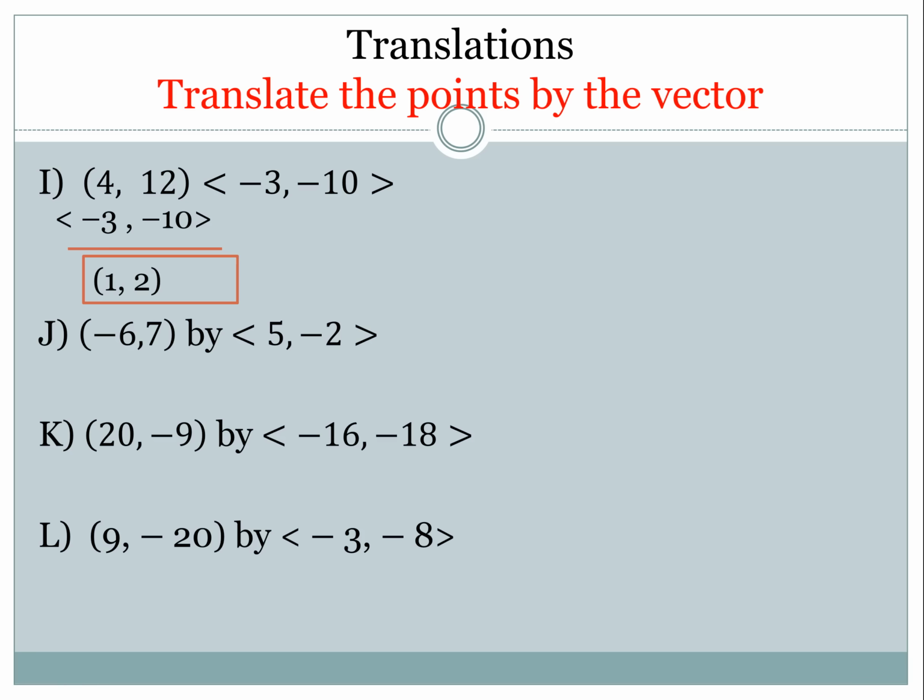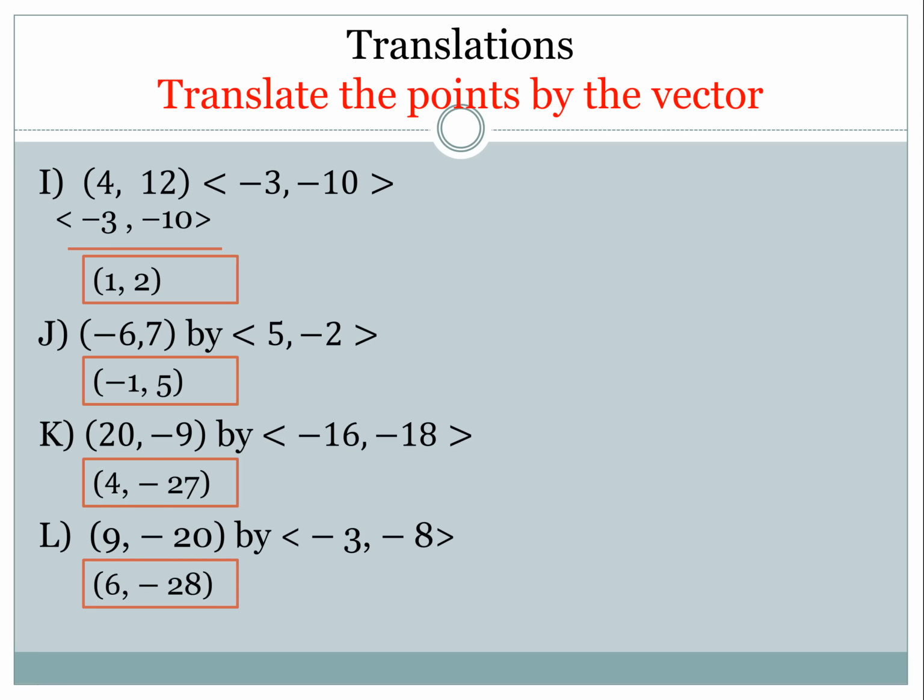And we're back. So for J, K, and L, these are the coordinate points of the primes once they have been translated by these vectors. So slid to a new location.